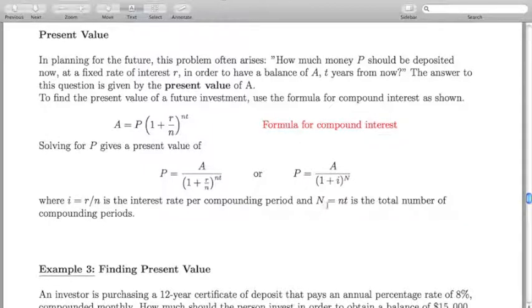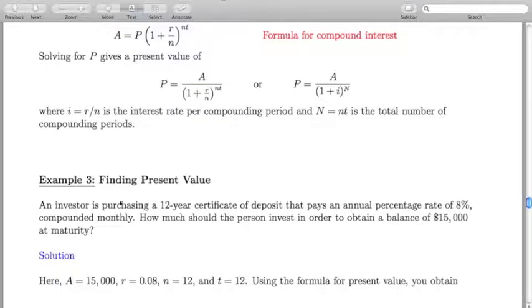And then big N is n times t, the total number of compoundings. Say you compounded 4 times a year for 5 years. That would be 4 times 5. That's where this nt comes from. So you can use the one on the left or the one on the right, depending on how the question is presented.